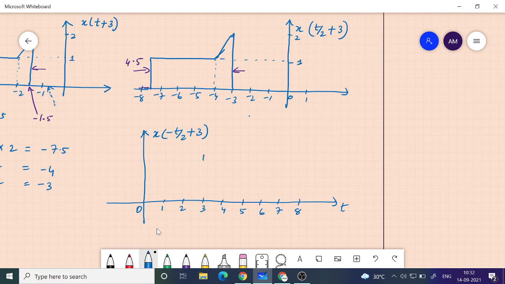So that is 2 units, and 1 is somewhere here, and whatever is at minus 4 will go to plus 4, and whatever is at minus 7.5 will go to plus 7.5. Okay, so this is our required signal.